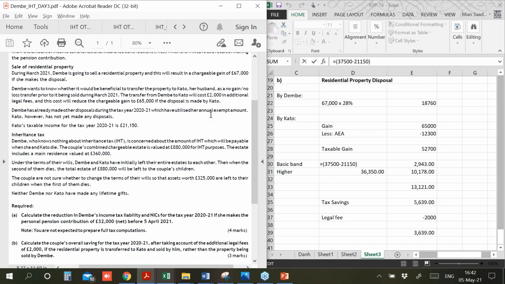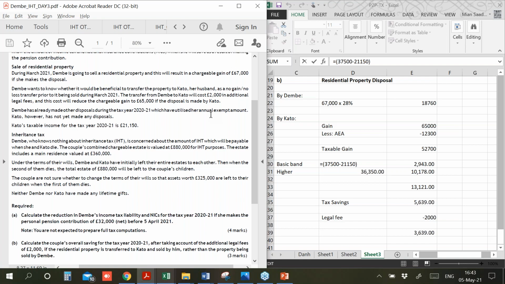The couple are not sure whether to change the terms of their wills so that the assets worth 325 are left to their children when the first one dies. Neither Dembe nor Cato have made any lifetime gifts. Guys, if they have not made any lifetime gifts, it means both of them have their complete nil rate band available. Now you tell me, we have tackled that in the last question as well.